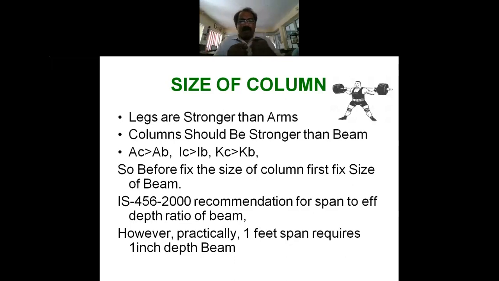Now, the moment of inertia: B is wider, D is negligible, so it is D cube by 12 that matters. Now, B is negligible and D is more. D cube by 12. So that is why I cannot bend it, but this I can bend.